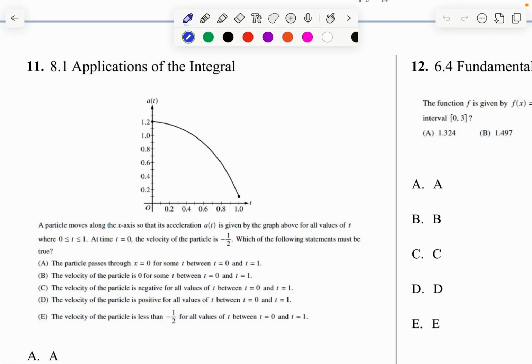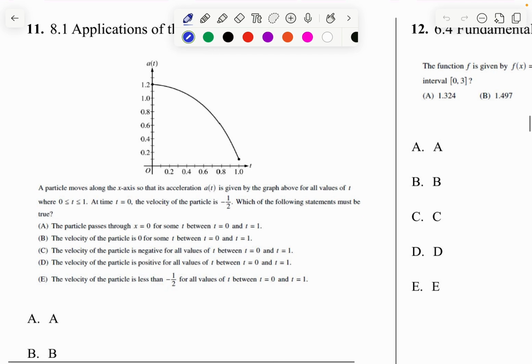All right, here we have an acceleration graph. It says a particle moves along the x-axis so that its acceleration is given by the graph above for all values of t, where t is in between 0 and 1. At time 0, the velocity of the particle is negative a half. Which of the following statements must be true?